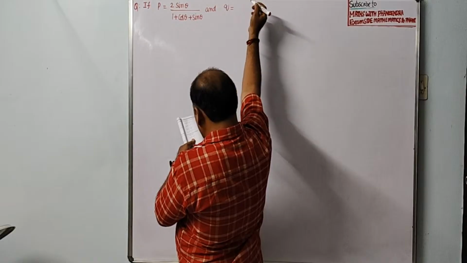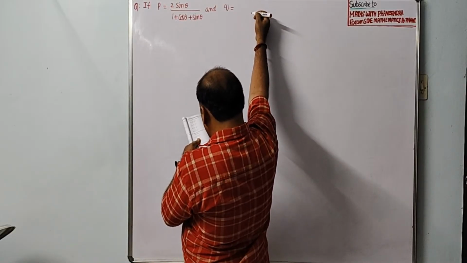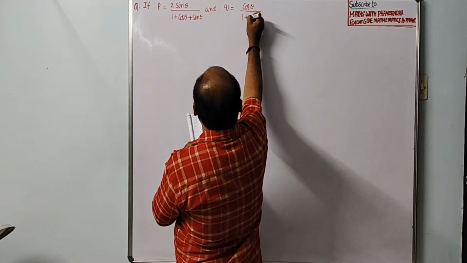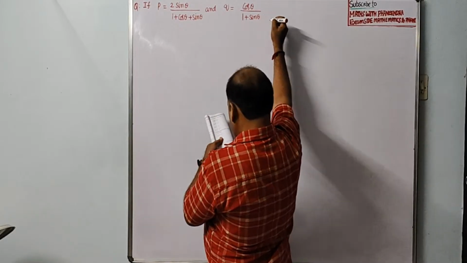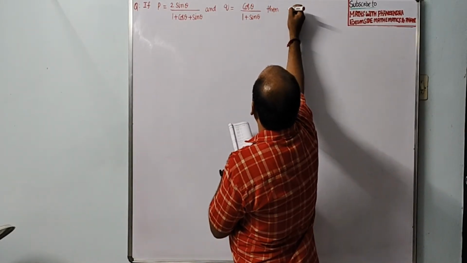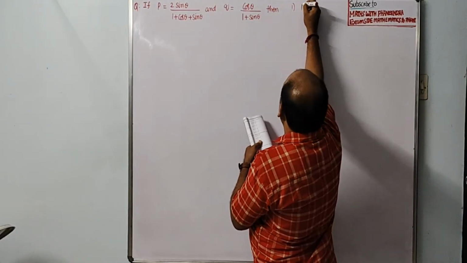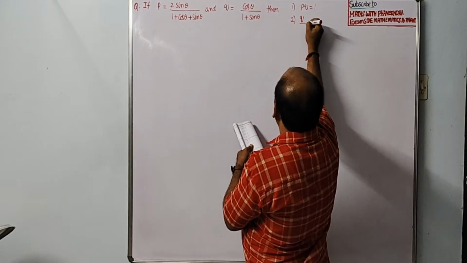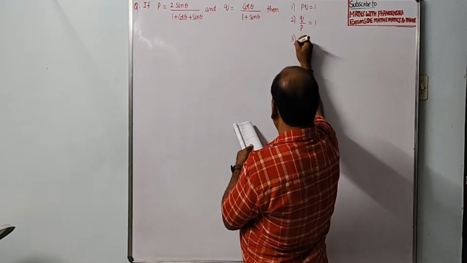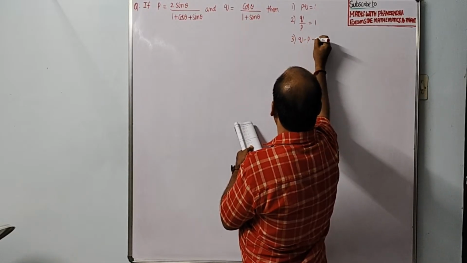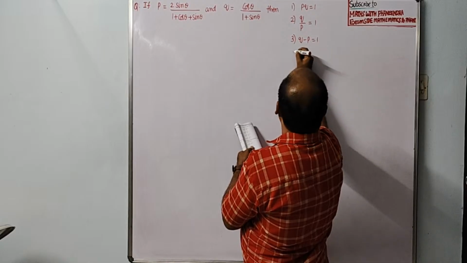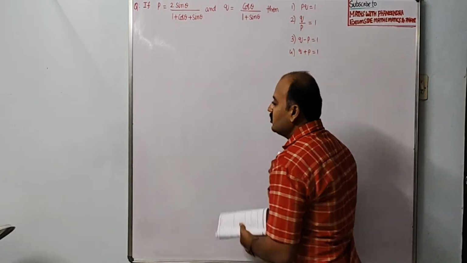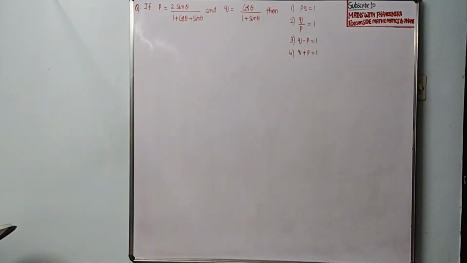If P equals 2 sin theta by (1 plus cos theta plus sin theta) and Q equals cos theta by (1 plus sin theta), then options are provided: PQ equal to 1, Q by P equal to 1, Q minus P equal to 1, and the fourth option, Q plus P equal to 1. We'll see which option is going to be the correct one.